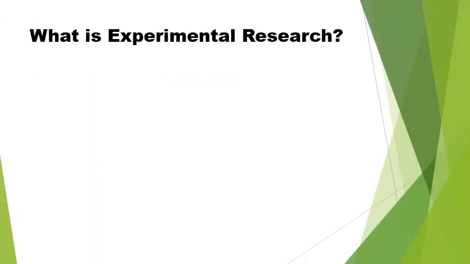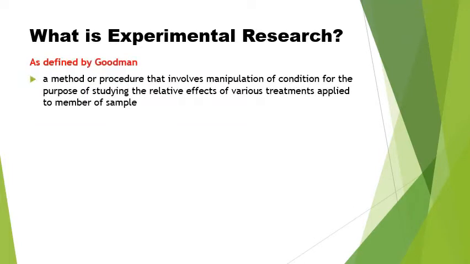Okay, let's begin. Let us first define experimental research based on different authors and experts. According to Goodman, it is a method or procedure that involves manipulation of conditions for the purpose of studying the relative effects of various treatments applied to members of a sample. Always keep in mind the terms method, manipulation, and treatments.